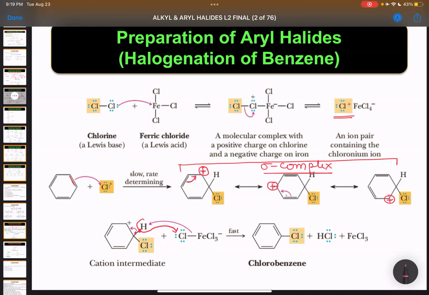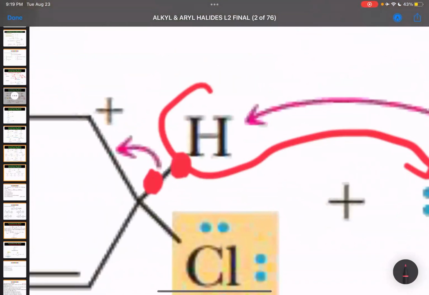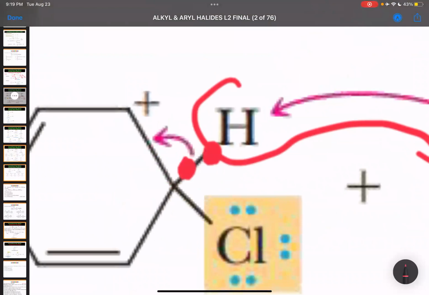Cl minus already has electrons, so it will take away the H plus. What will happen? H plus means H without electrons, and H is bonded to the benzene by 2 electrons in the bond. I just highlighted it; you can see these 2 electrons. Okay, and H plus is taken away.